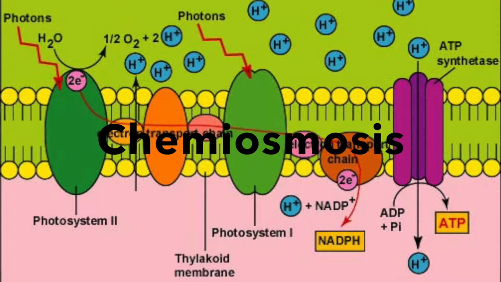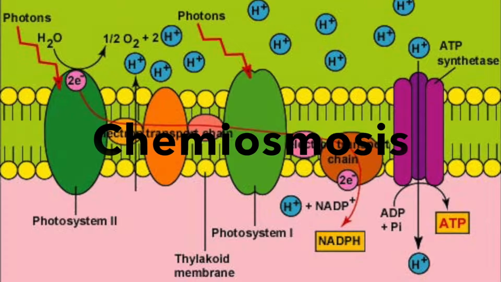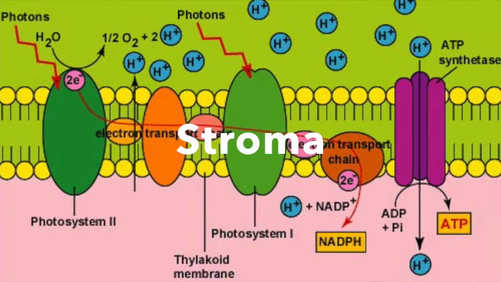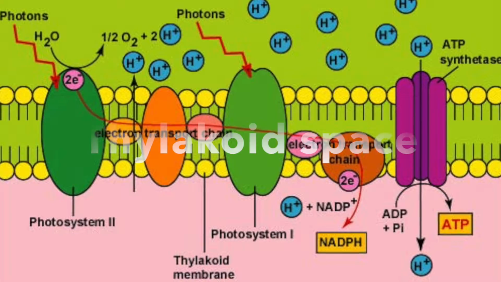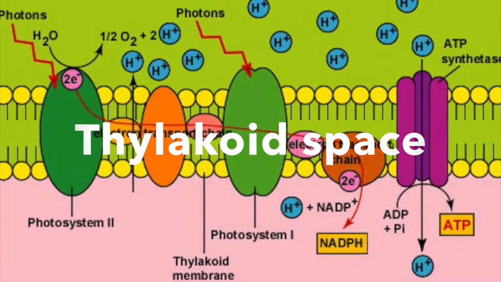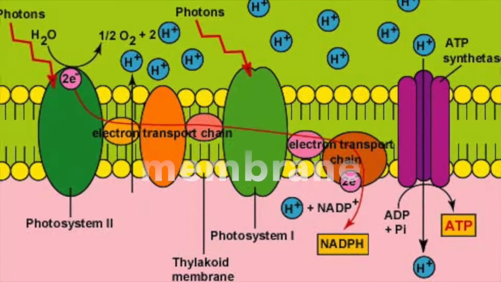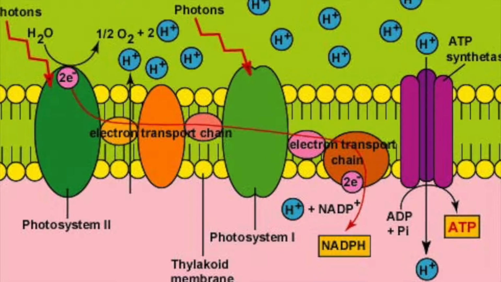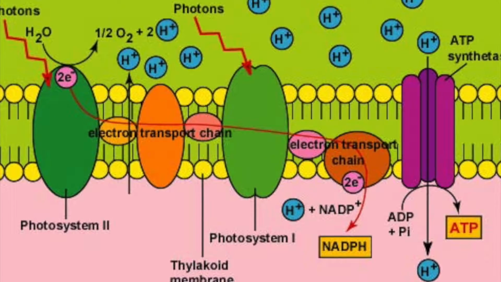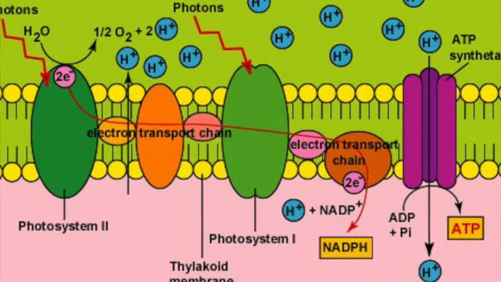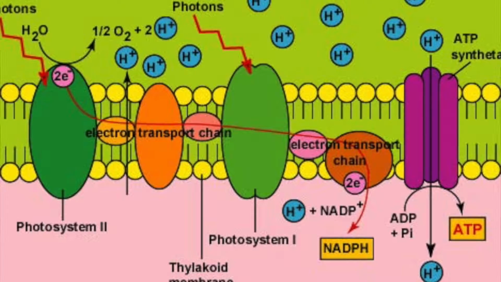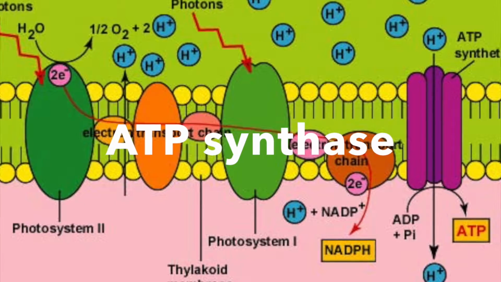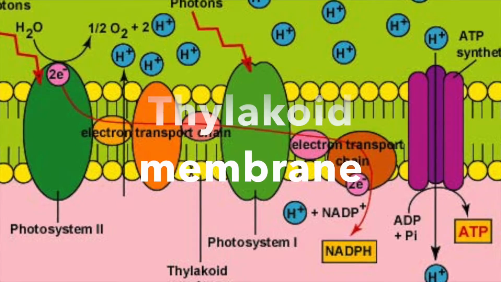Chemosmosis. Chemosmosis is part of the process in making ATP. This is when the hydrogen ions are forced to move from the stroma to the thylakoid space. There is no going back from this process because the membrane is impermeable to these charged particles. There is only one pathway for the hydrogen ions to move down their concentration gradient. This pathway is ATP synthase, embedded in the thylakoid membrane.